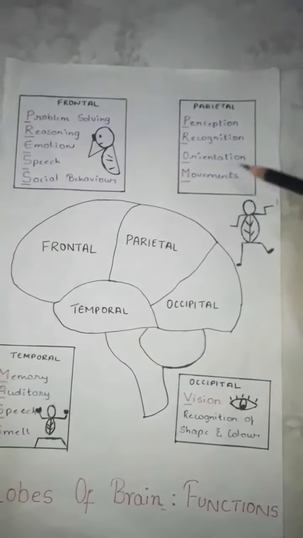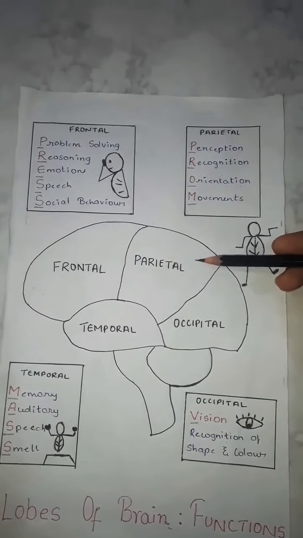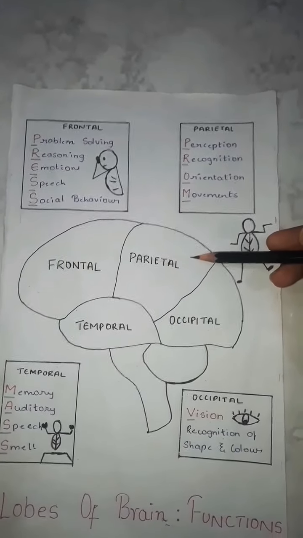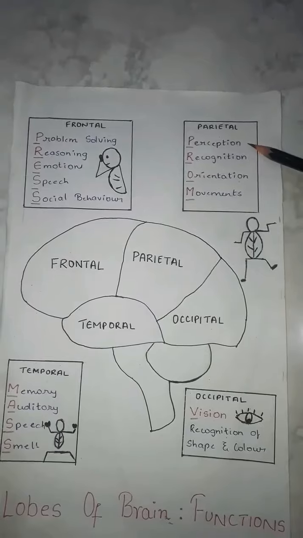So now let's come to the parietal lobe. In the parietal lobe, I want you to remember parents. So you want to ask your parents permission. Why? To go to prom. So P as in perception.